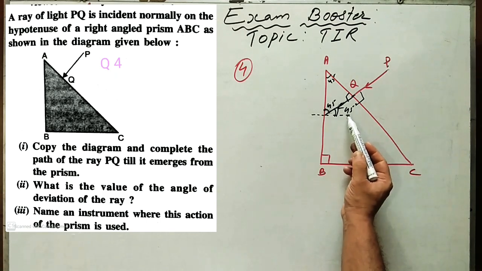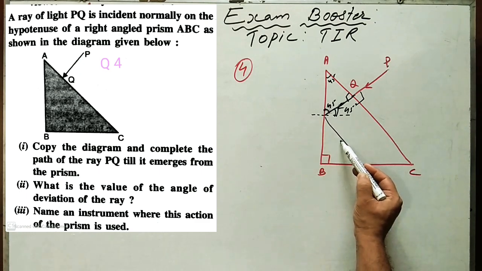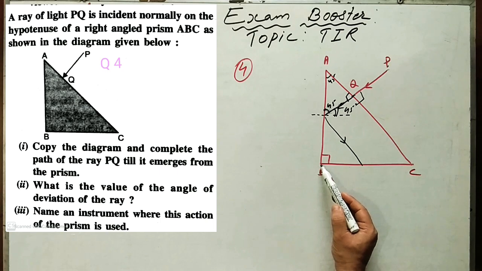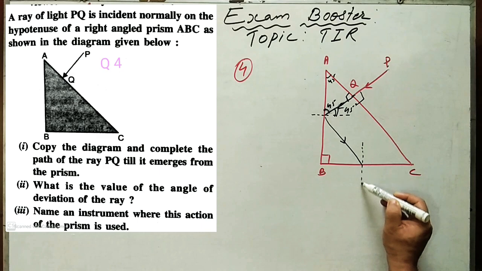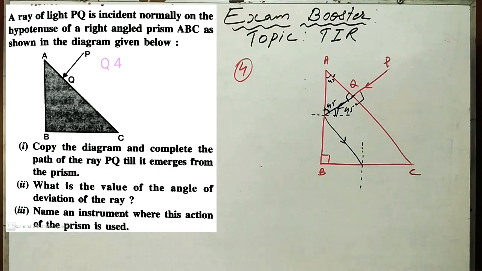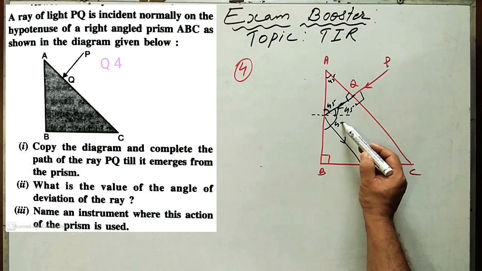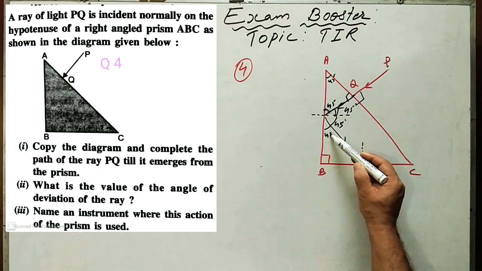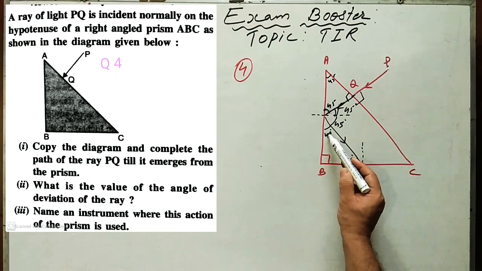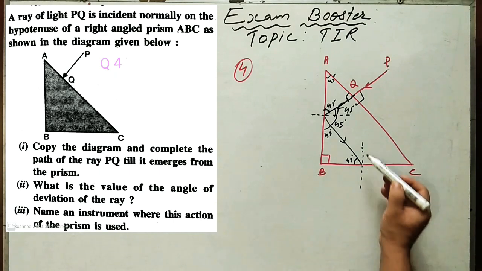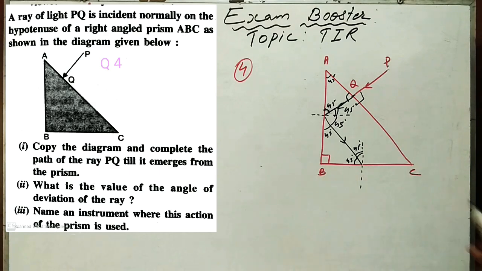So what happens? The angle of incidence is greater than the critical angle. The ray will get totally internally reflected back into the prism and strike the surface BC, as you can see. Again, what is the angle of incidence at BC? We have to find out with the help of geometry. This angle is 45, angle of reflection 45, and again this angle will be 45. So obviously this angle is also 45. So 90 plus 45 plus 45, total 180. And again the angle of incidence will be 45 at the surface BC.